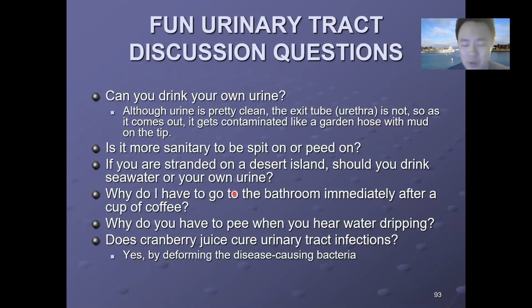Now, why do I have to go to the bathroom immediately after a cup of coffee? Well, one of the reasons is that coffee contains caffeine, which is a diuretic, okay? Why do you have to pee when you hear water dripping? Men are pretty prone to this one, but everyone can, though it especially affects men. Now, does cranberry juice cure urinary tract infections? Well, yes, because it deforms a disease-causing bacteria.